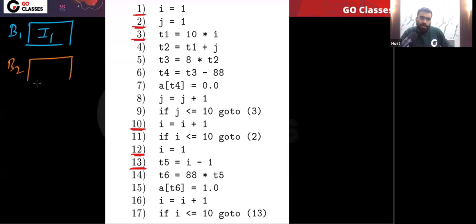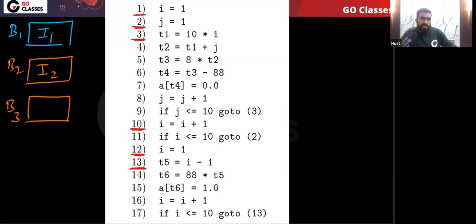In the basic block B2, how many instructions will be there? Only instruction number 2 will be there. In the basic block B3, the numbering does not matter. You can call it B3, you can call it B7. The numbering does not matter. Now you can see which instructions will be there in B3.